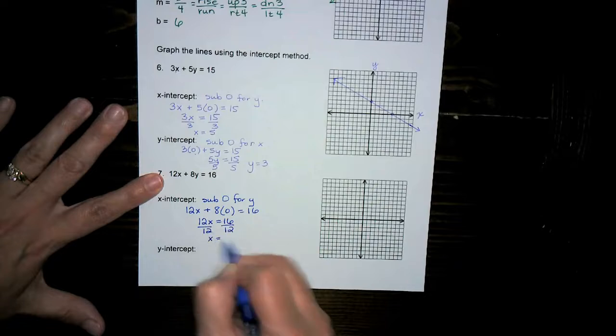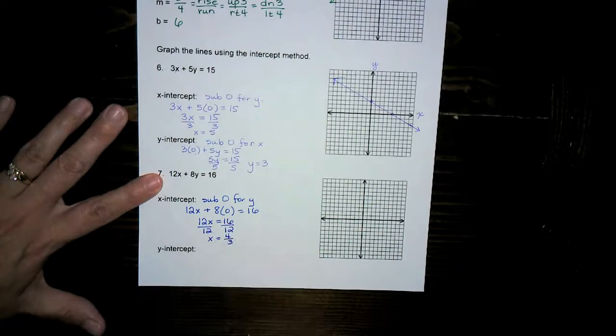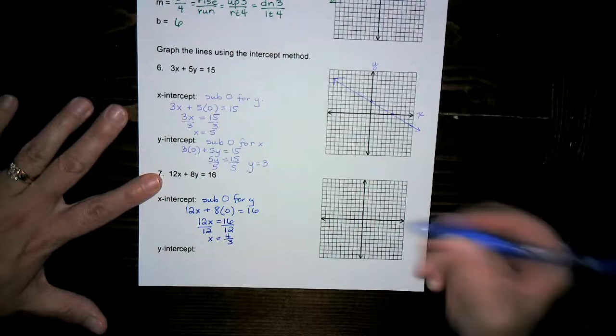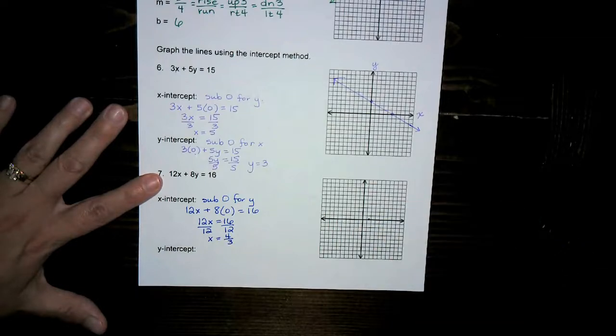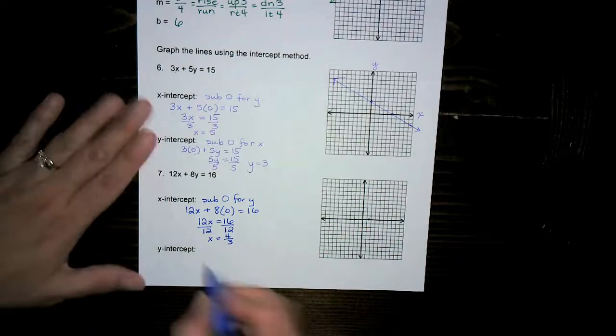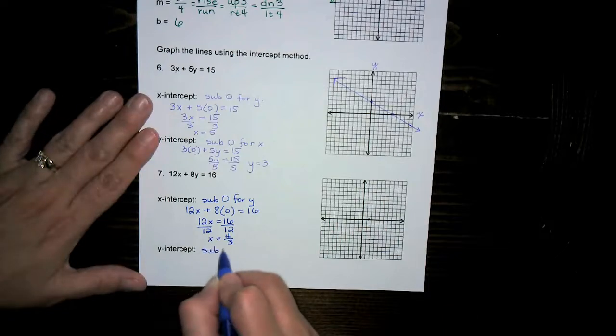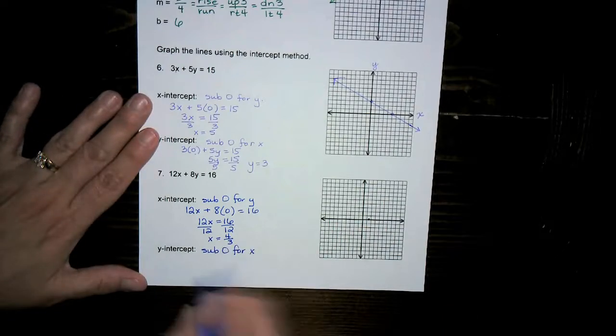Now, the downside of this one is that we don't get a nice number, right? So when I come on the x-axis, I've got to kind of approximate where that 4/3 would be. We'll do the same for the y-intercept. We'll sub 0 for x.